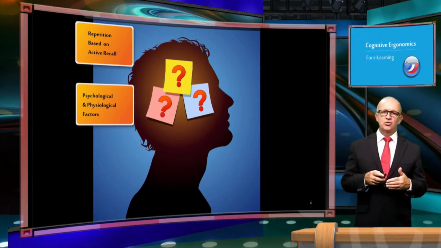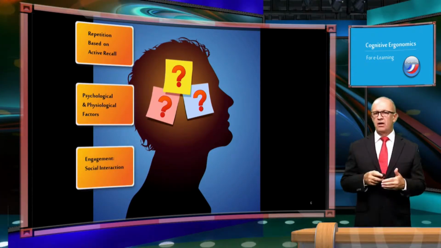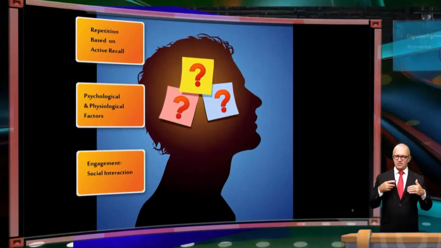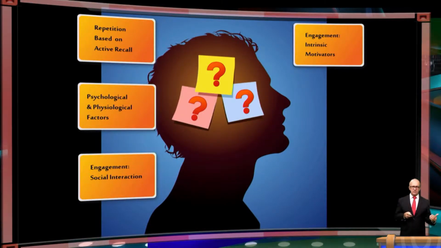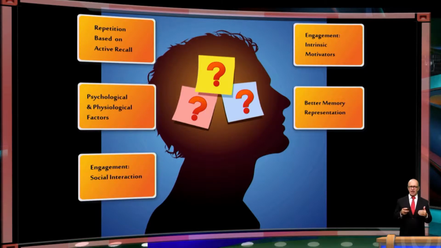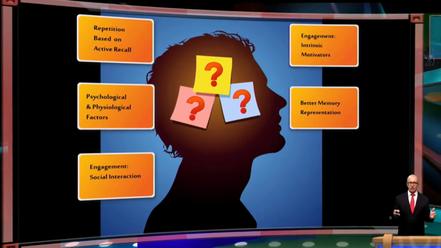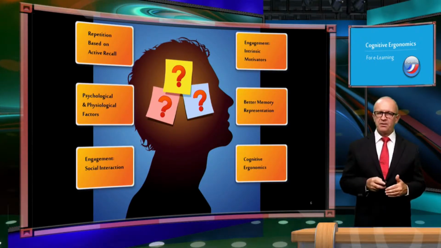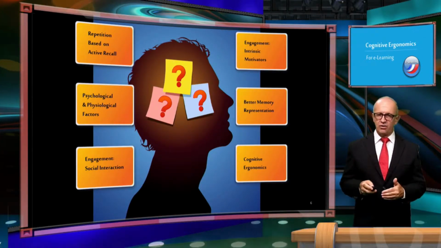Another way is to enhance learners' engagement through social interaction. Working on intrinsic motivators like mastery, autonomy, and purpose of learning are also very good ways to improve learners' engagement. Finally, you can help the learner in creating better memory representations. Cognitive ergonomics is definitely the best asset we have in improving memory representations in the learner's brain.